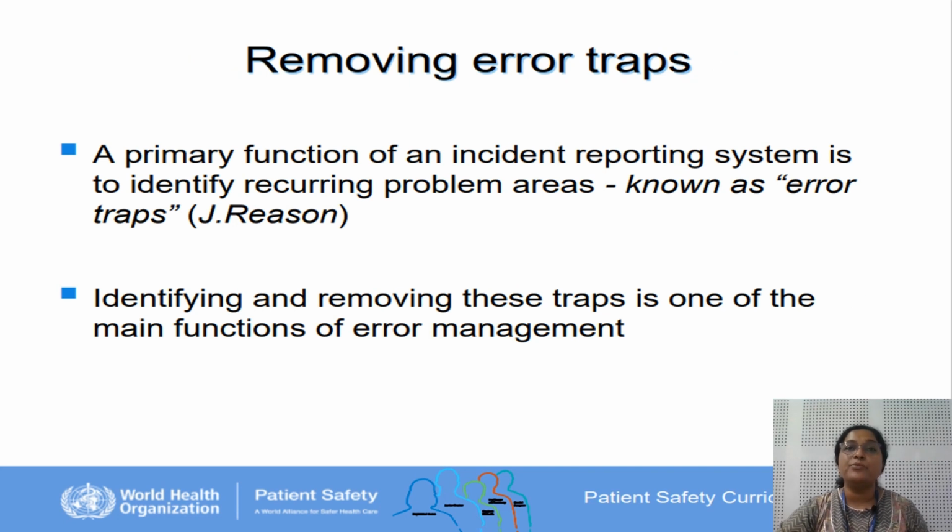Incident reporting systems help identify recurring problem areas which are known as error traps. An example of an error trap is a lack of proper adverse drug reaction or ADR documentation protocol in a hospital. Poor documentation system is likely to be a source of recurring errors. Incident reporting and monitoring allows the hospital authority to improve the processes which are potential error traps.